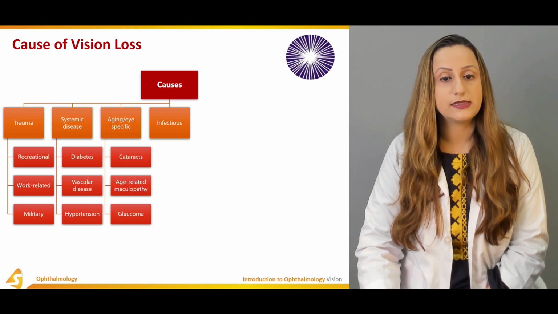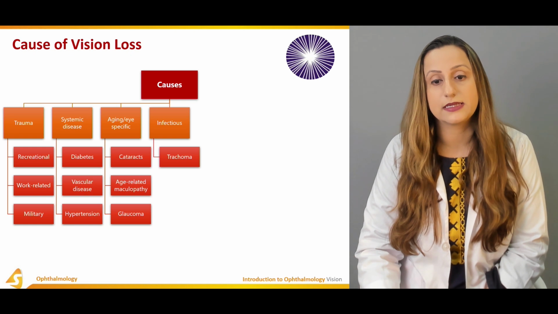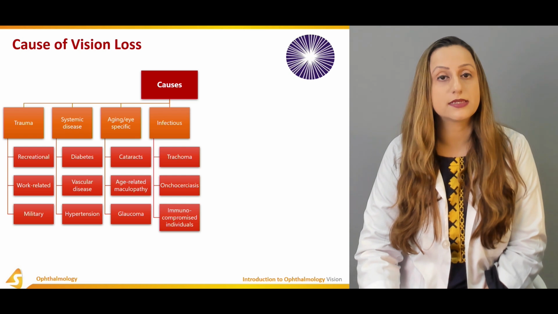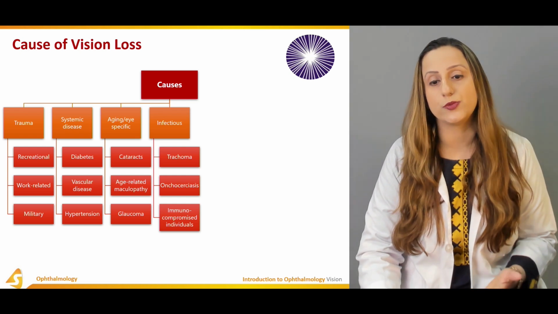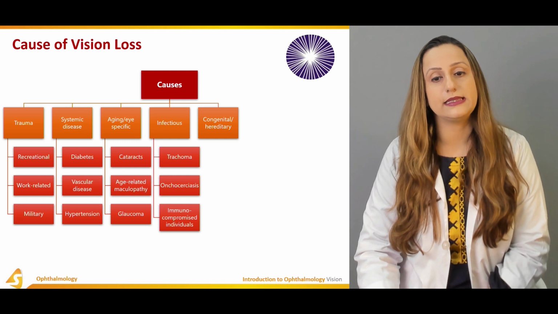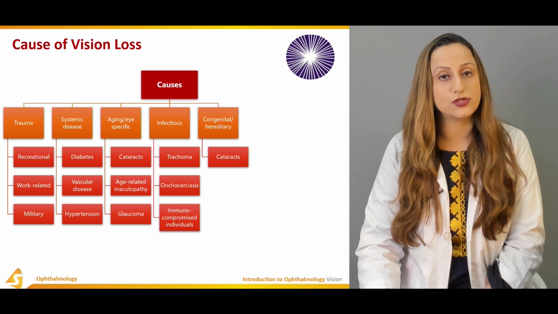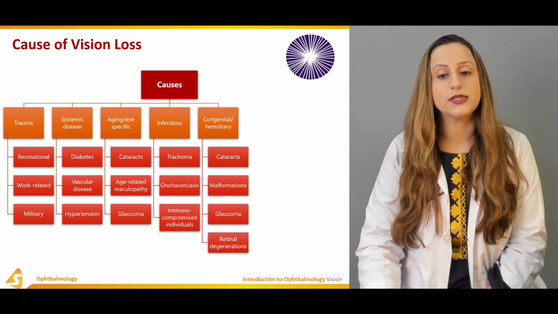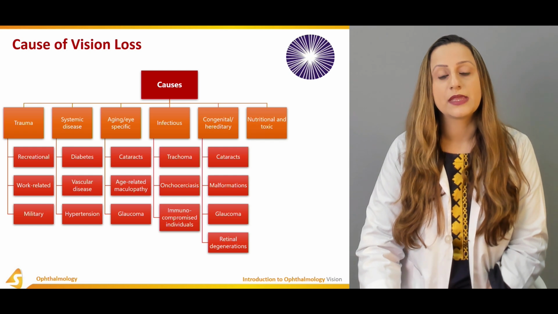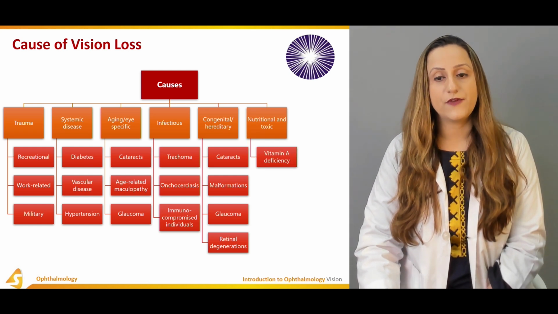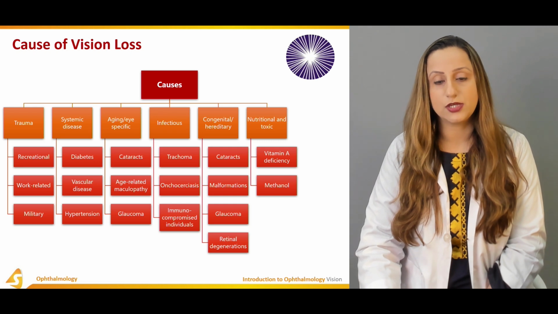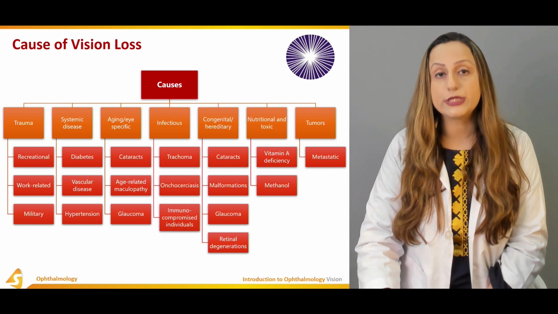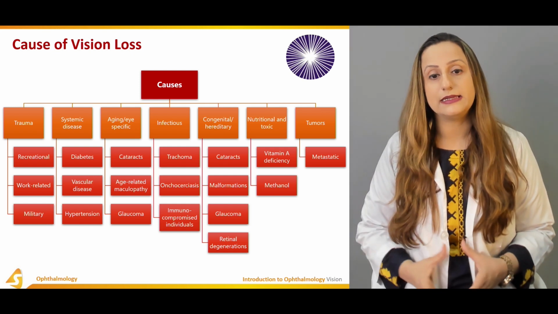Infections can be one of the leading causes of vision loss or blindness, ranging from trachoma, onchocerciasis, and then we have immunocompromised individuals who can get affected again by trachoma or other infectious diseases. Then we have the congenital or hereditary causes ranging from cataracts, malformations, glaucomas, and retinal degenerations in these individuals. We have the nutritional and toxic effects of vitamin A deficiency, methanol, and then we have tumors, such as metastatic tumors, which can also manifest as blindness in these individuals.